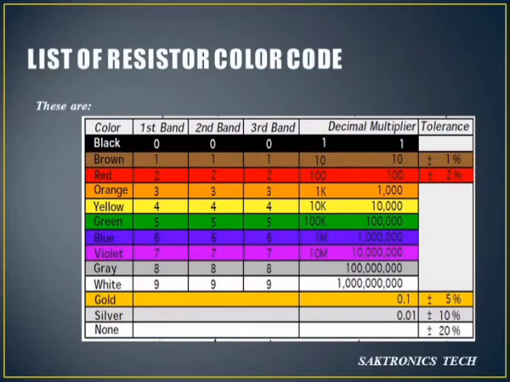Now, as I'm explaining, we have gold and we have silver, and gold and silver represent our tolerance. Gold represents plus or minus 5%, silver represents plus or minus 10%, and none represents plus or minus 20%. That's why I included this word "none" as part of our colors, because whenever we go to the value and there is no color there, it is telling us that the tolerance is plus or minus 20%.